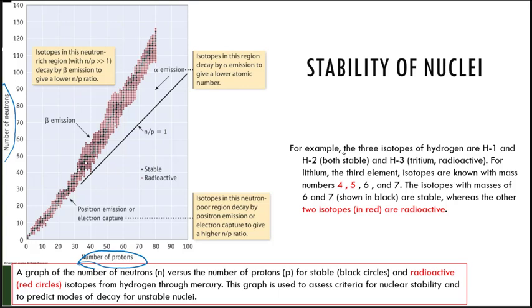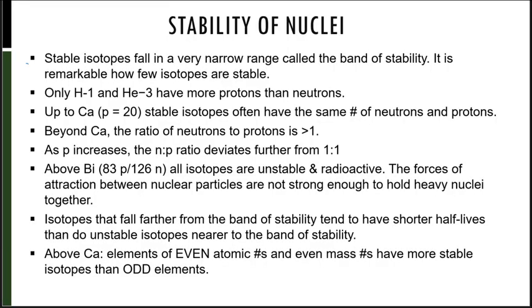For example, there are 3 isotopes of hydrogen in the very first 3 dots down here. Hydrogen 1 and hydrogen 2 are both black dots, the very first 2 black dots. They are both stable, but hydrogen 3 is radioactive. For lithium, the third element, there are 4 isotopes, lithium 4, 5, 6, and 7. The isotopes with masses of 6 and 7, which are black, are stable, but the other 2 isotopes in red are radioactive. Stable isotopes fall in a very narrow range called the band of stability.